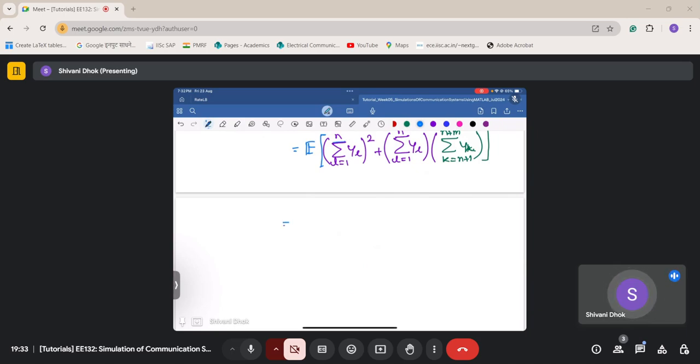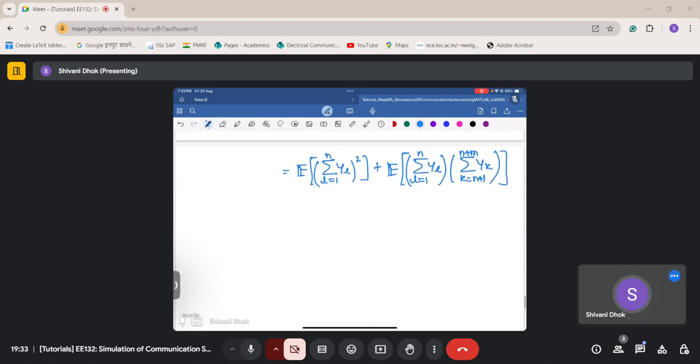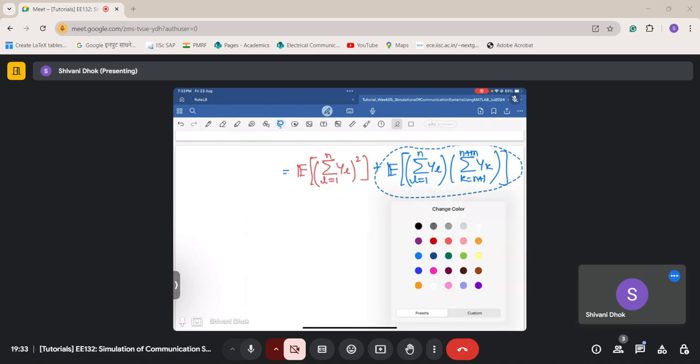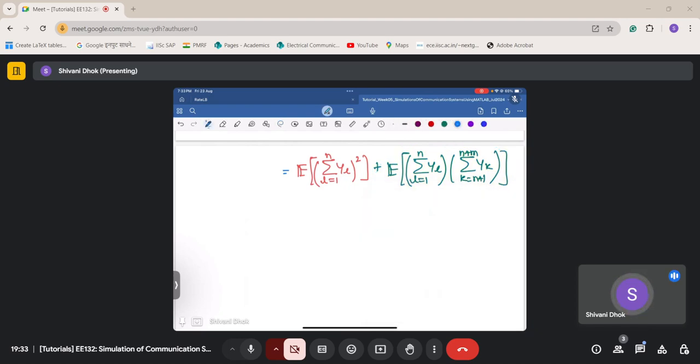Okay. So now what I have here is I can again apply linearity of expectation and write this as expectation of summation l equal to 1 to n yl square plus expectation, the second term, that is summation of l equal to 1 to n yl into summation k equal to n plus 1 to n plus m yk, like this. Now what I can do is the first expectation that I have, or let's take it term by term. Again, I'll use some colors here. So let's take the first term. So we have expectation, and let me number it as 1. Expectation of summation l equal to 1 to n yl square.